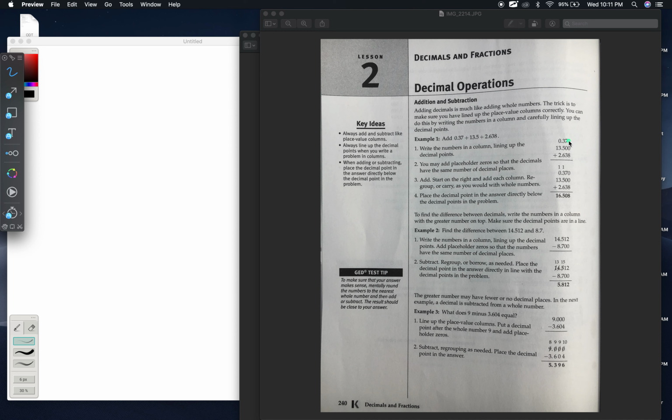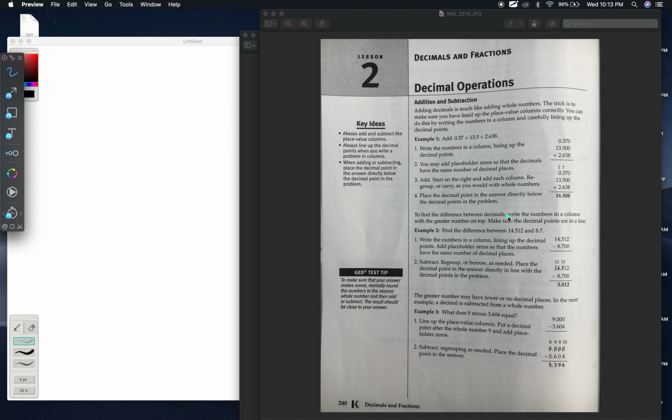Basically, this is really the same thing as adding regular whole numbers. You just do the same carrying and borrowing. You simply have to have the decimal point here. Otherwise, there's not much of a difference. But you definitely do need the decimal point because it changes the value of the actual number. If this had no decimal point, it would be 16,508. Right now, it's only 6.508. Okay, so that's for addition.